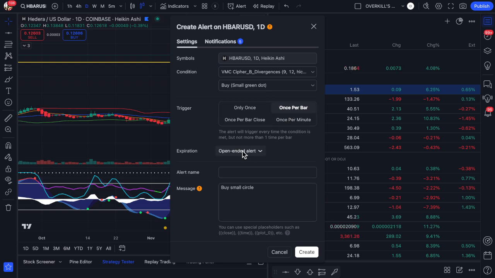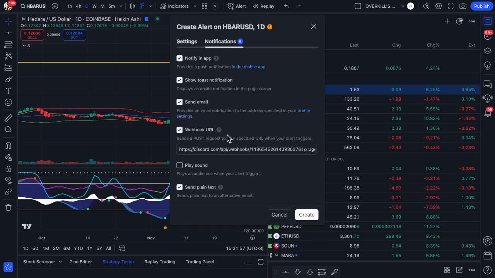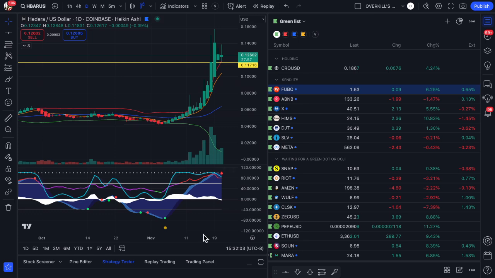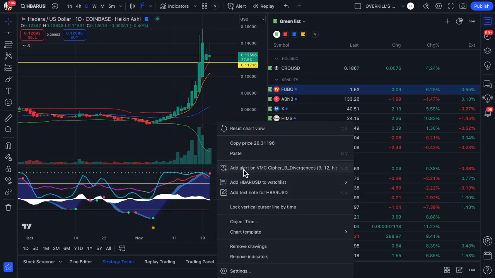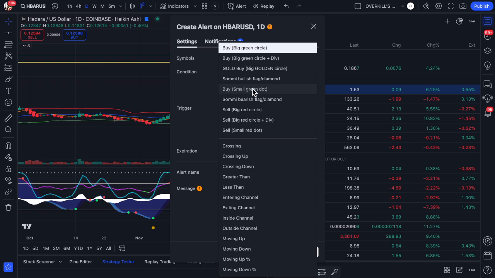I have a TradingView account that allows me to set open-ended alerts, so I never have to set the same alert twice. Okay, and then I hit create, and then you will get an email, you'll get a notification in the app, and pretty much you'll know when the dot comes. So that's how you set up an alert. Again, just right click, hit add alert, and then you come here to small green dot, and you can use the small red dots for the sell signals.